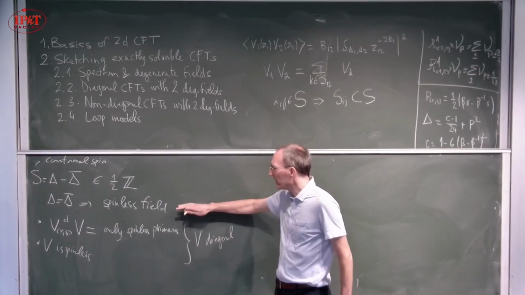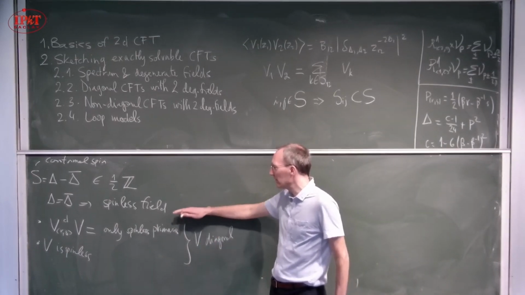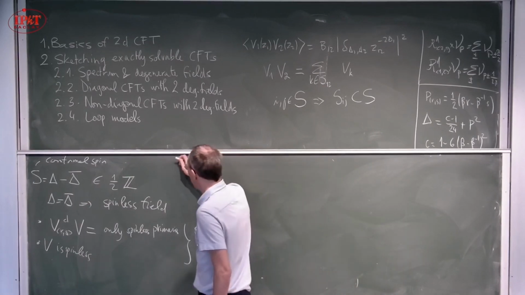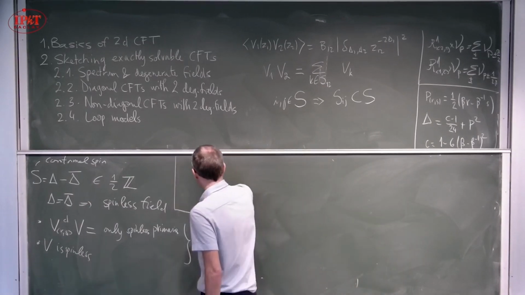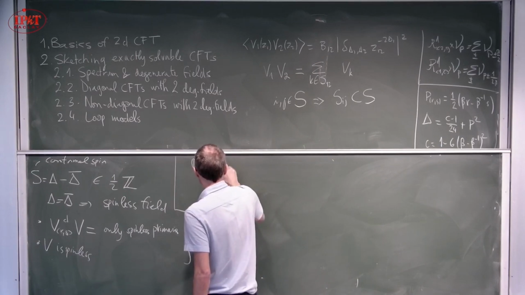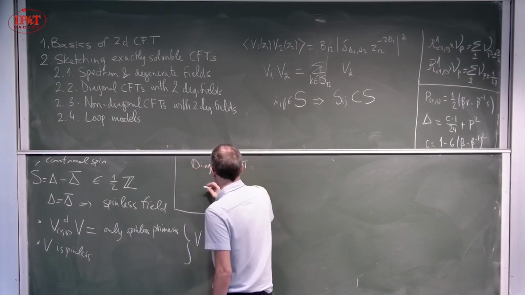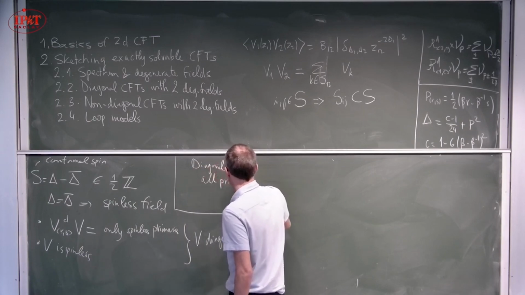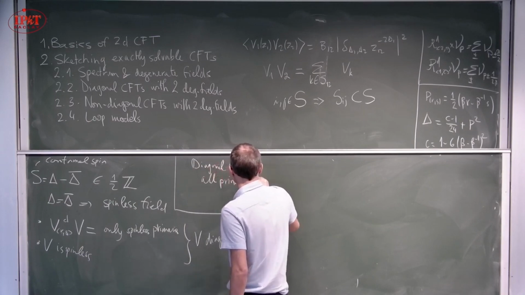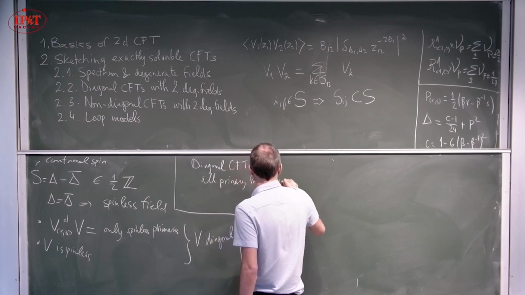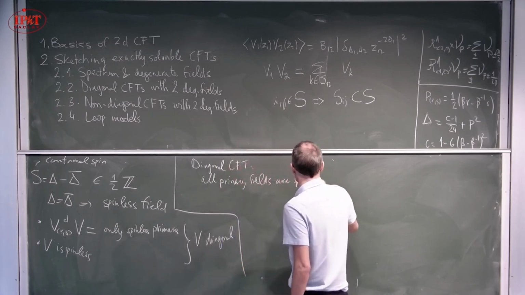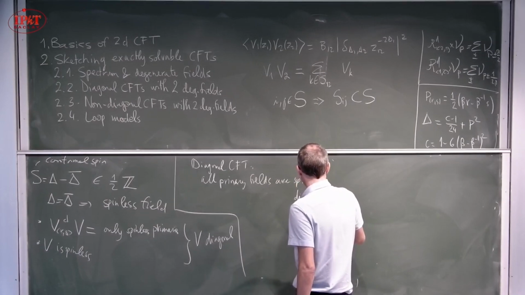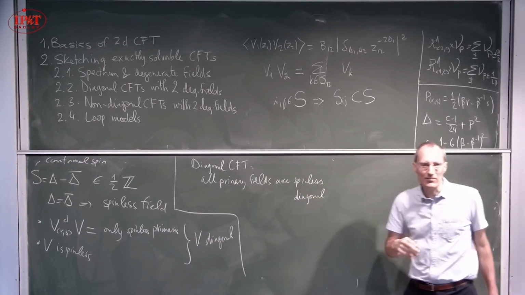So there is this slight subtlety between spinless and diagonal. But it doesn't really affect the definition of a diagonal CFT. A CFT is diagonal if all primary fields are spinless or diagonal. I mean, it's equivalent: all of them are spinless or all of them diagonal.